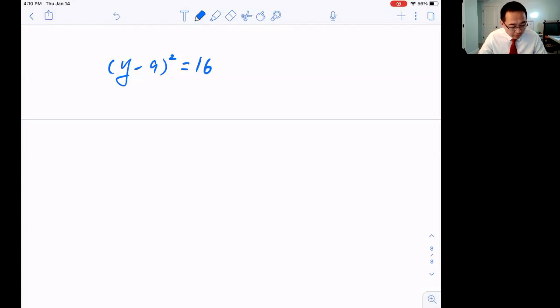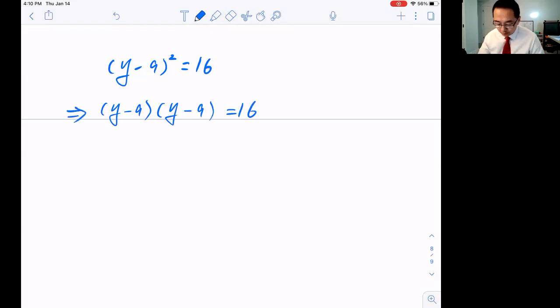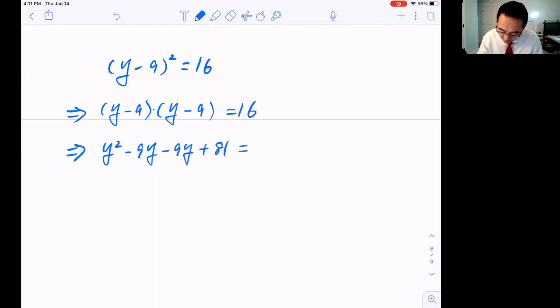So hopefully you remember how to quickly express y minus 9 squared, but just in case you don't remember, I'll do the slow way, right? That y minus 9 squared is y minus 9 times y minus 9. So using your FOIL rule, that means y squared minus 9y plus 81, right, equals 16, right?